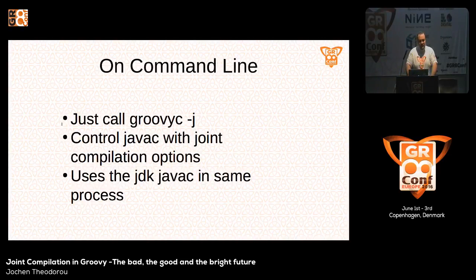Normally, Groovyc will use the JDK Javac, but it will use it programmatically. It will programmatically instantiate the compiler. You have to remember, when this was implemented, it was around 2007. Back then, there was no compiler API like there is today. So we instantiated some internal classes. And we actually still do. Something we have to change for JDK 9, because we cannot access those classes anymore.